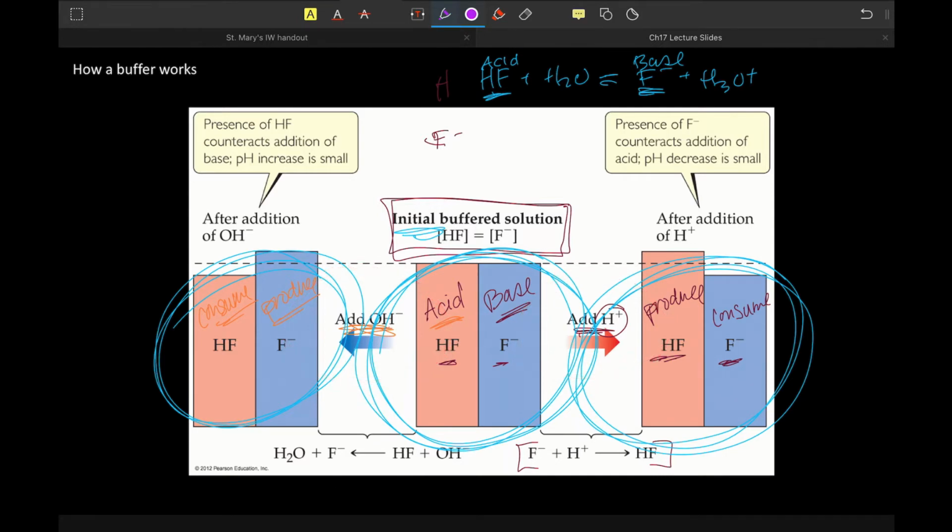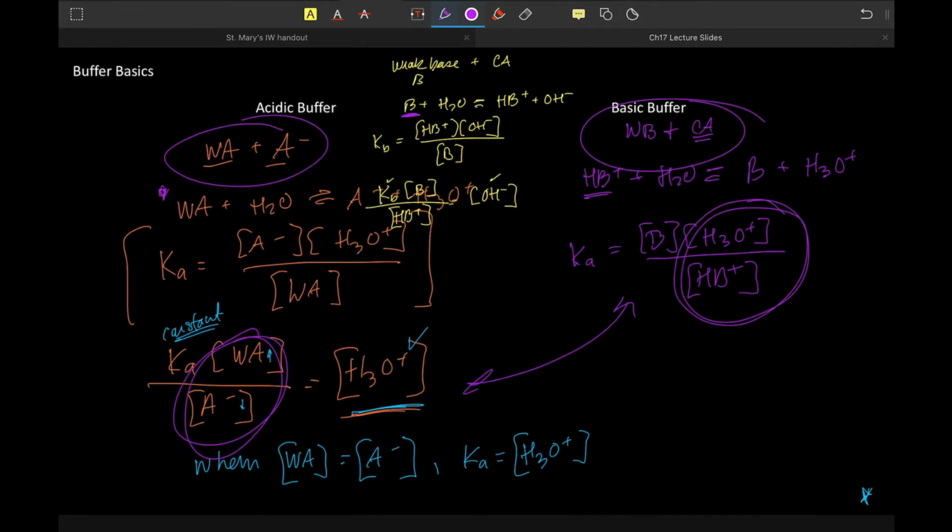And the overall pH doesn't change much because, going back to what we talked about previously, Ka is a constant. So as long as the ratio of HA, the weak acid, to its conjugate base doesn't change significantly, neither does the concentration of H3O+. Therefore, the pH also doesn't change significantly, right?